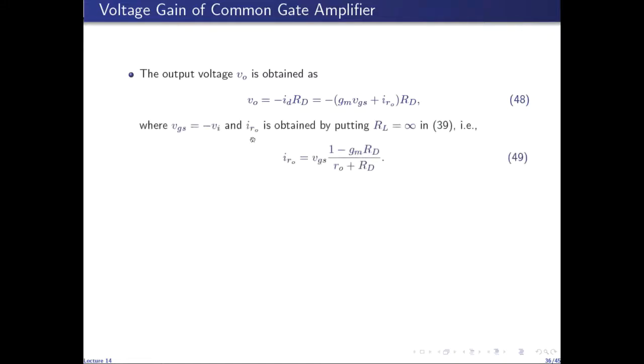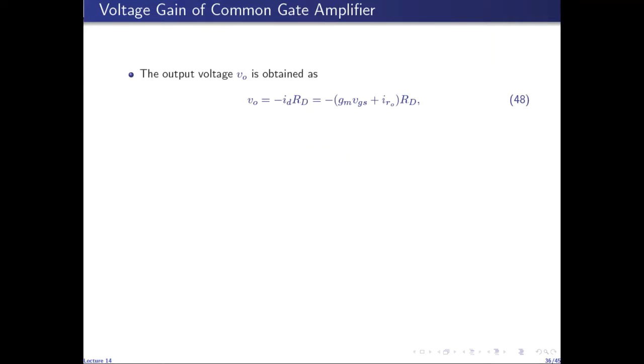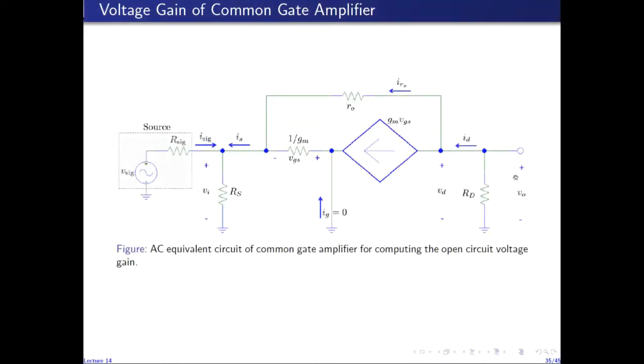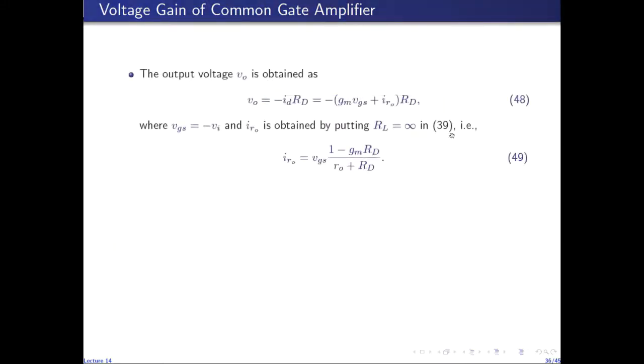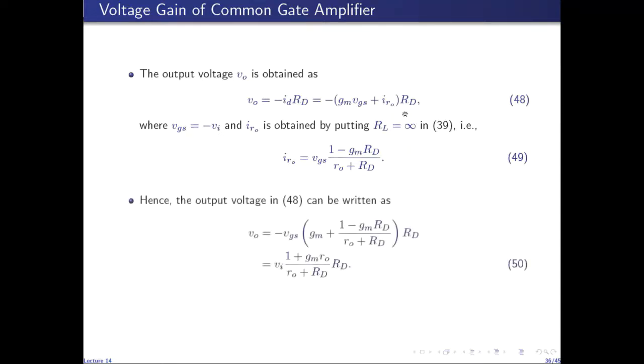We've already found i r naught previously for the complete AC equivalent circuit in which we had RL. So in that expression, if we simply replace RL with infinity, we'll get the expression for i r naught for this circuit, because open circuiting the output is equivalent to replacing RL with infinity. So replacing RL with infinity in that expression, we get this reduced expression for i r naught, which when put back here gives us V naught in terms of vgs. Because vgs is common, we can take it outside and then simplify.